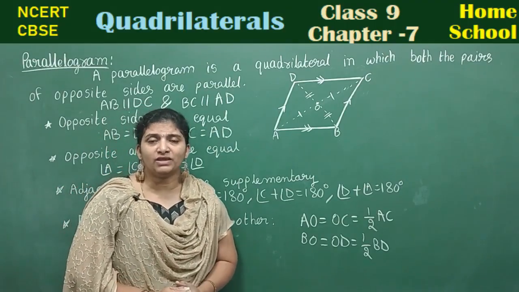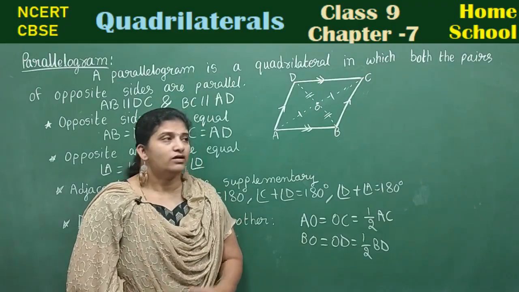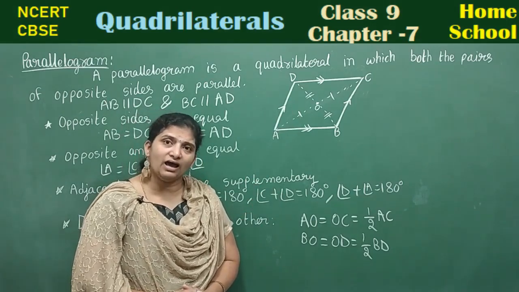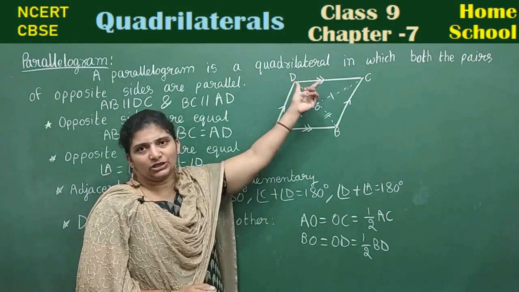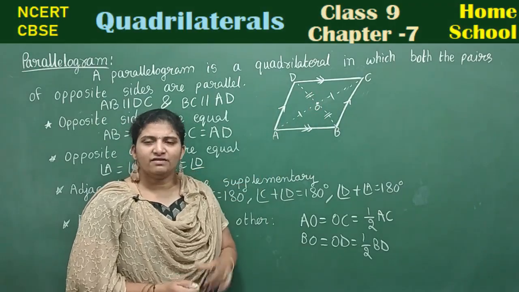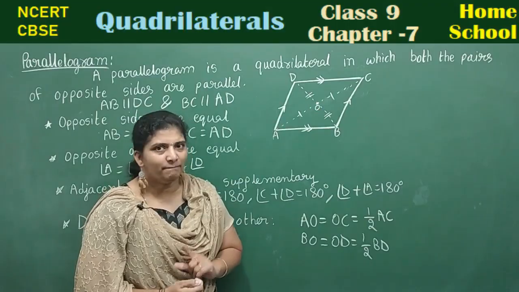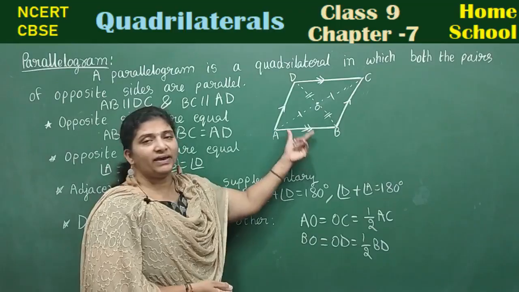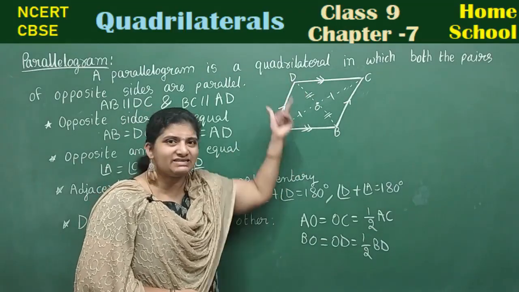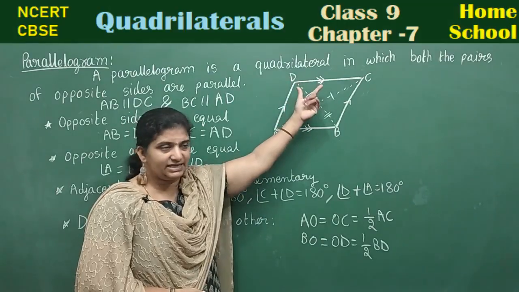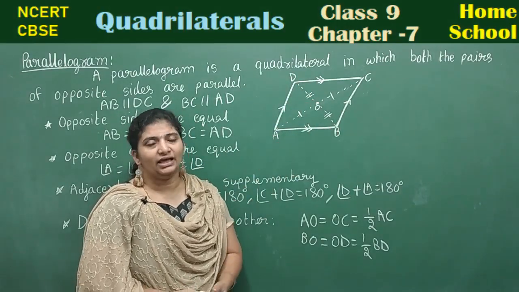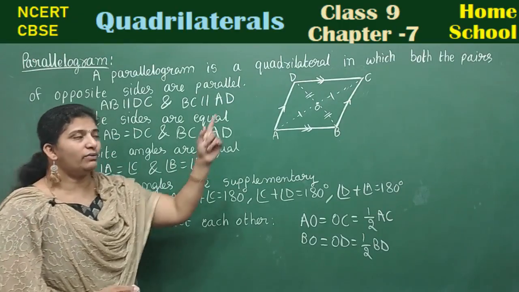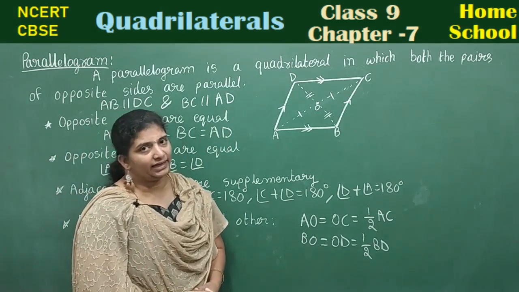And in a parallelogram, the opposite pairs of sides are parallel and they are equal. AB is parallel to DC, BC parallel to AD. First point, opposite sides are parallel. Second point, opposite sides are equal. AB equal to DC. Equal means length is equal. AB is equal to DC and BC equal to AD. And your third point, opposite angles are equal. Angle A equal to angle C, angle B equal to angle D.